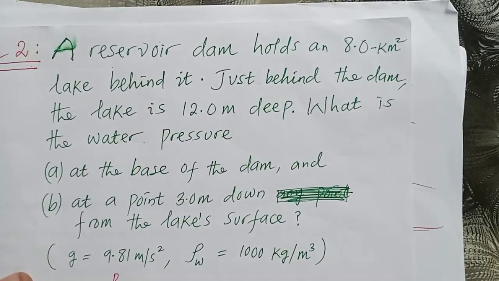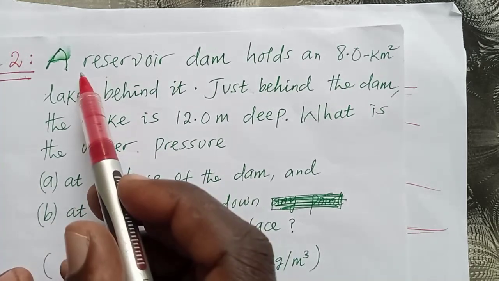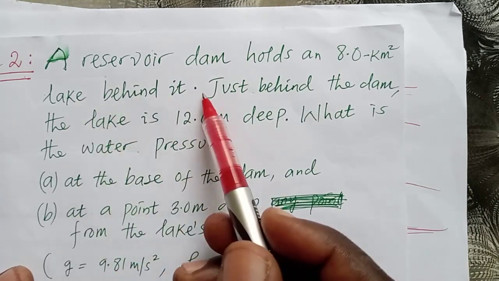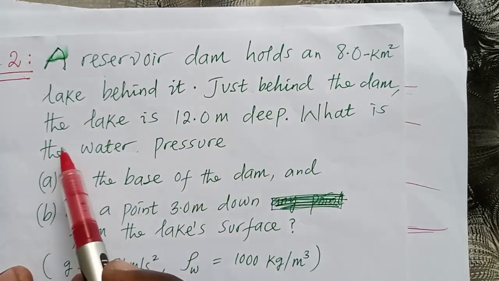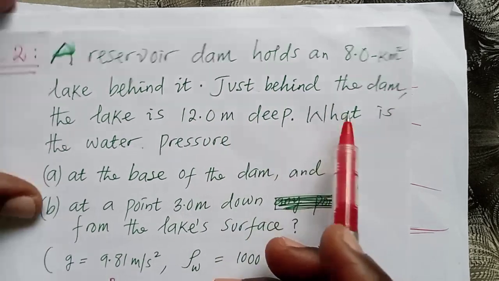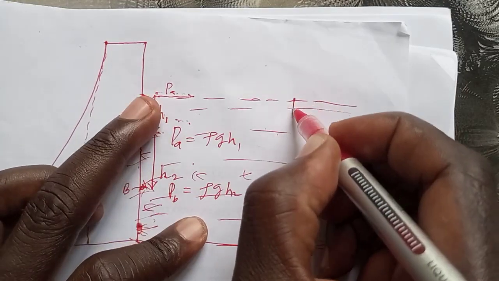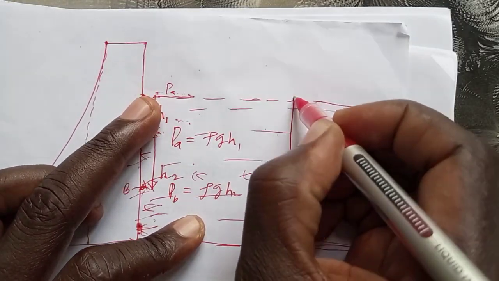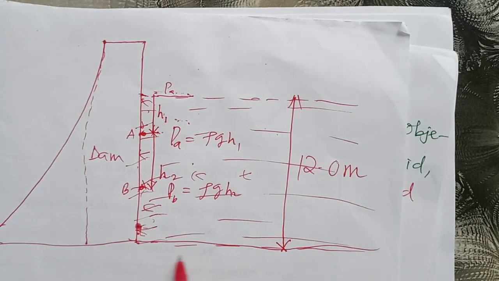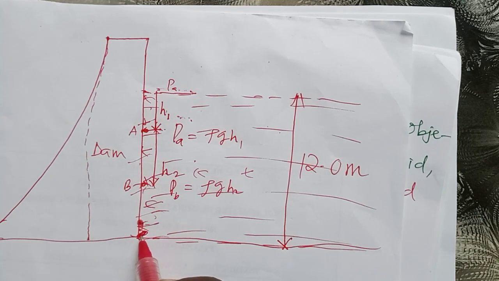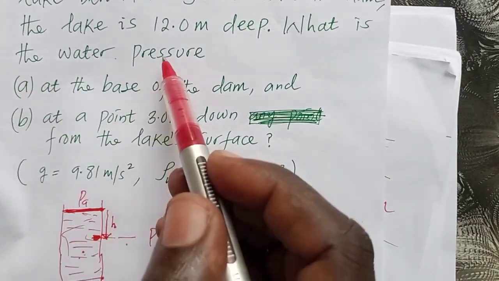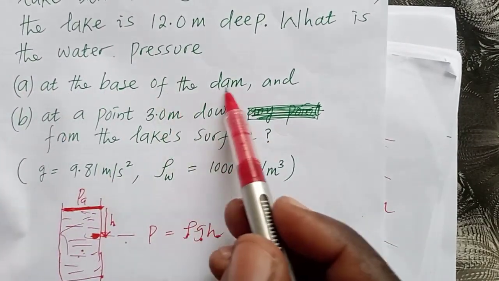Having said that, let us read the problem again. A reservoir dam holds an 8.0 kilometer squared lake behind it. Just behind the dam, the lake is 12.0 meters deep. This means from the top all the way down here, you have 12.0 meters. This is the depth. So at this point you have the highest pressure. What is the water pressure at the base of the dam?